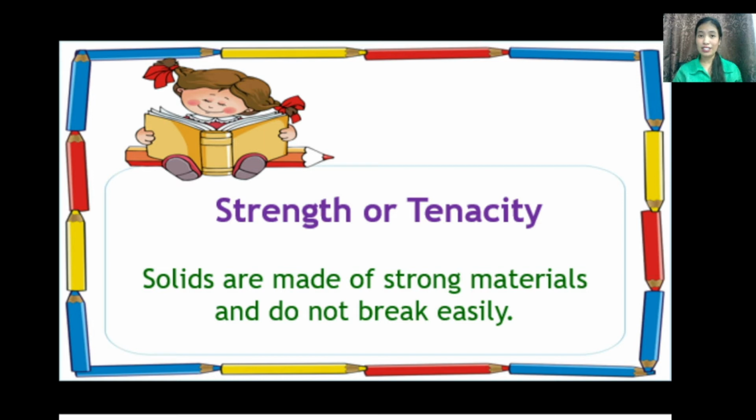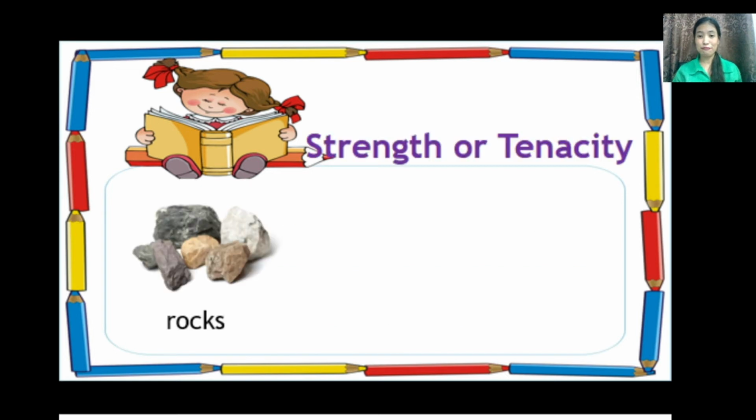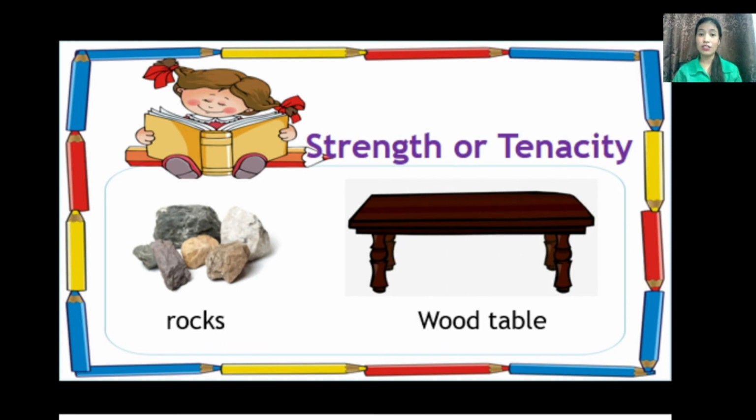Will you please cite an example of solids made up of strong materials? We have the rocks just given and table. Another are the metals, so they are also made up of strong materials. Did you get it? Those are some of the characteristics of solid objects. Again, we have the strength, malleability, elasticity, and brittleness.